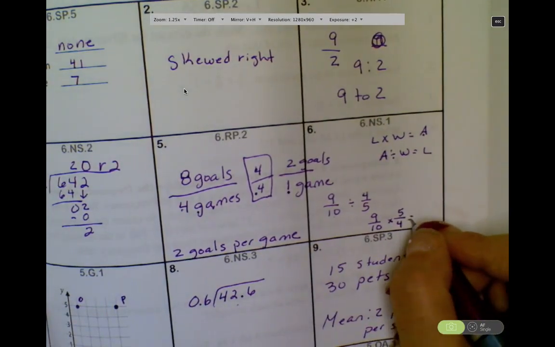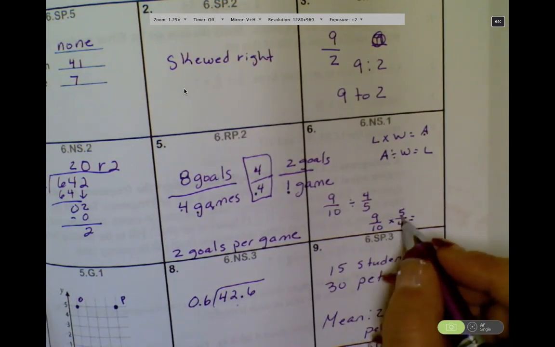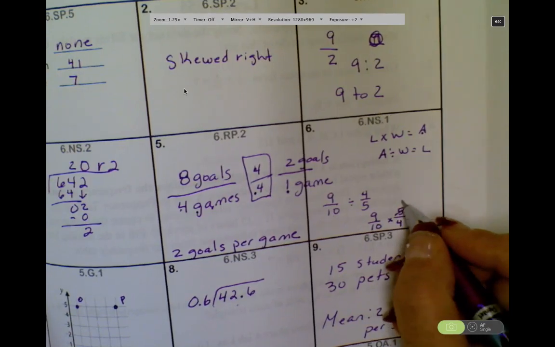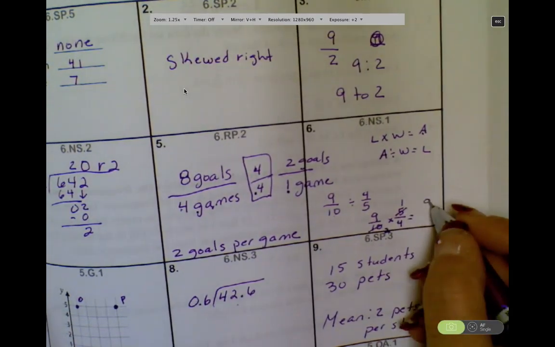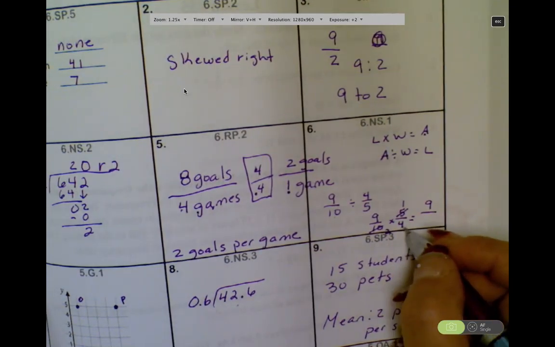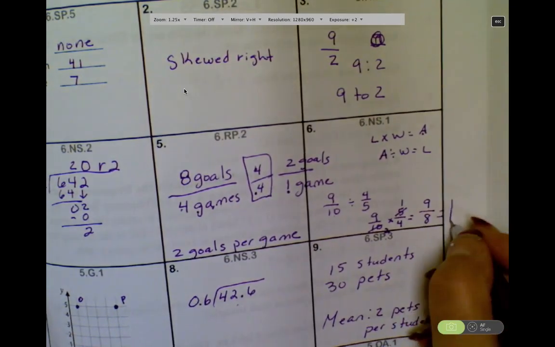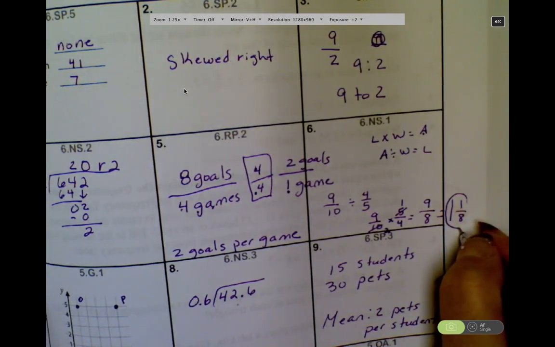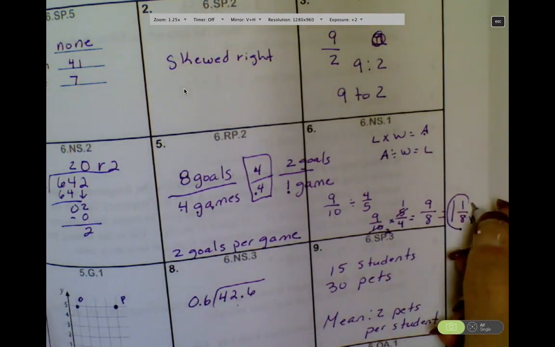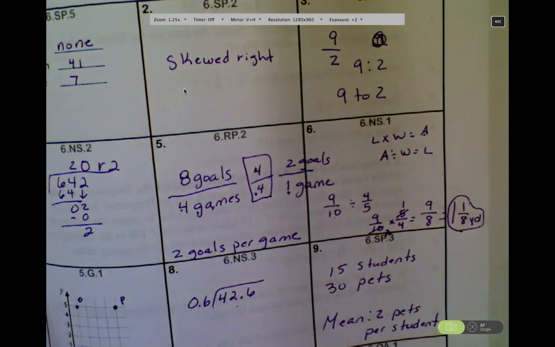We are going to cross reduce. 5 is going to go into both of these. This turns to a 1 and this turns to a 2. 9 times 1 is 9. 2 times 4 is 8. So my answer would be 1 and 1/8 yard. Don't forget the measurement.